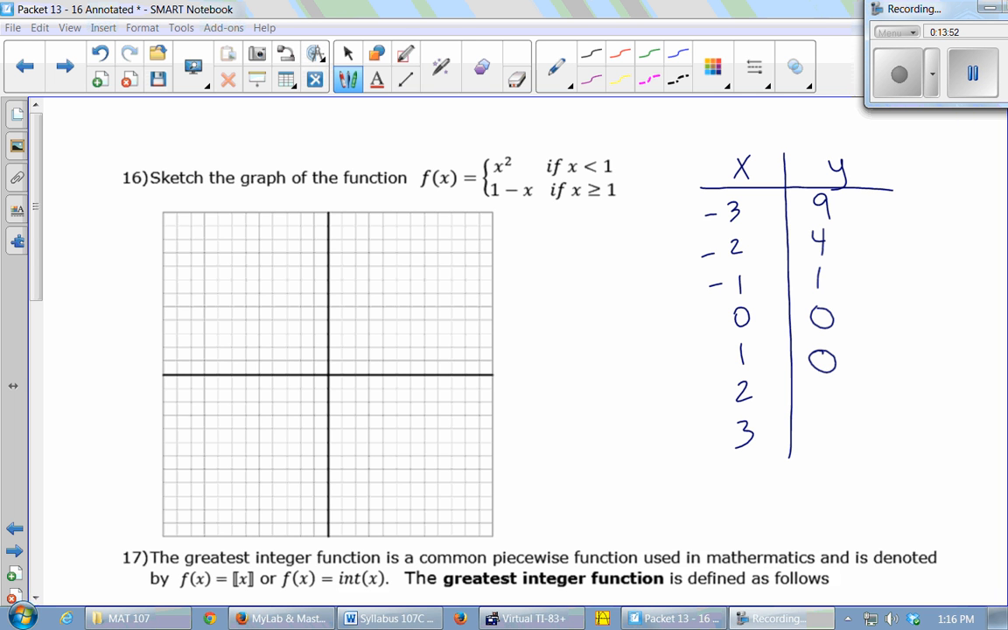All right, when I plug in a 2, which formula should I use? The second one. 1 minus 2 is -1. And when I plug a 3 into the second formula, I get -2. So let's plot my points. So I have -3, 9, -2, 4, -1, 1, 0, 0, 1, 0, 2, -1, and 3, -2.